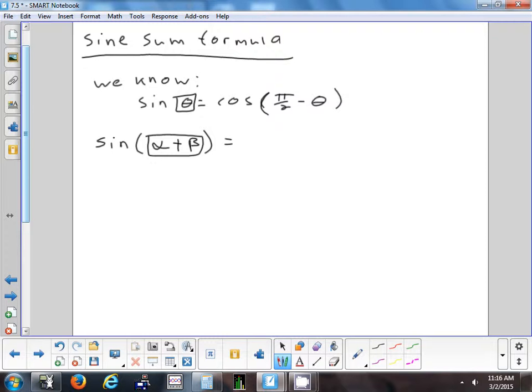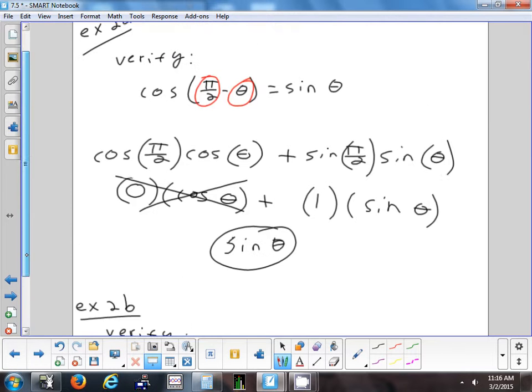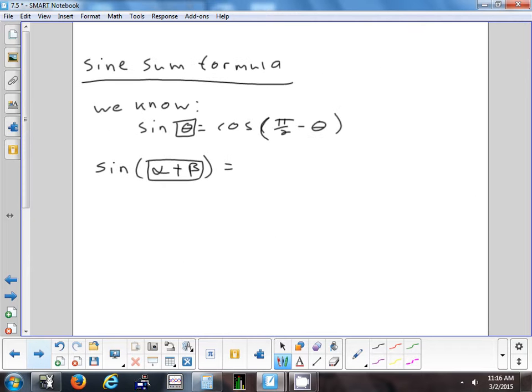We proved this earlier. Sine of theta equals cosine of pi over 2 minus theta. Let me go back to it. Sine, you're right here. Sine of theta equals cosine of pi over 2 minus theta. We proved that. So we know that's true. So this fact allows me to take something that's a sine of something and rewrite it as the cosine. Well, if I can rewrite this as cosine, and I already have a formula for cosine of a difference, then I can figure out what sine of a sum is.